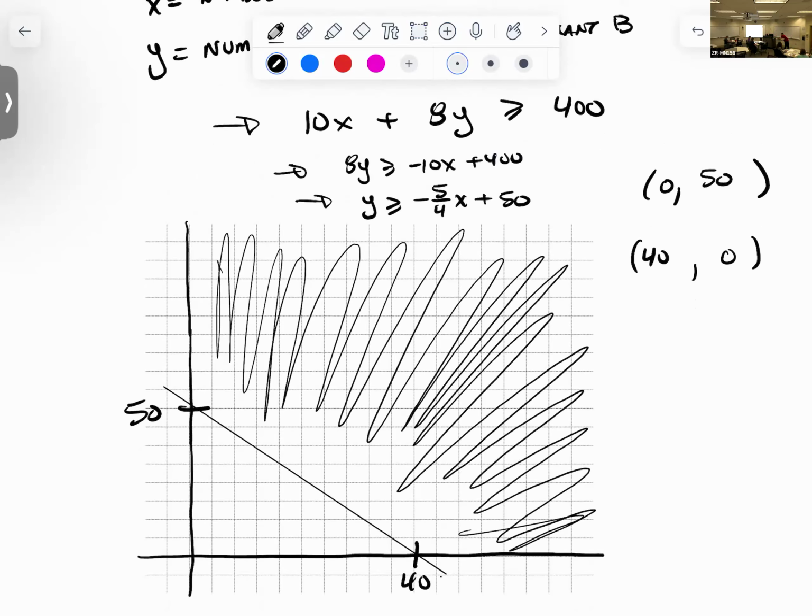Yeah, (0, 50), (40, 0). We actually already found them. Is this bounded or unbounded? It's unbounded.